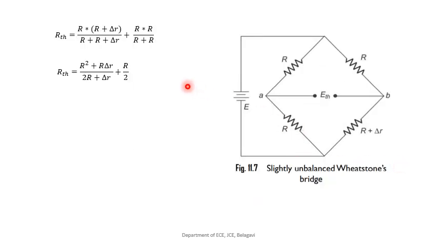The same way you can find the resistance using this equation. So you will get R square plus R plus delta R divided by 2R plus delta R, added with R by 2. Just substitute in the RTH general equation: everywhere put R, and wherever it is R4 you have to substitute R plus delta R.